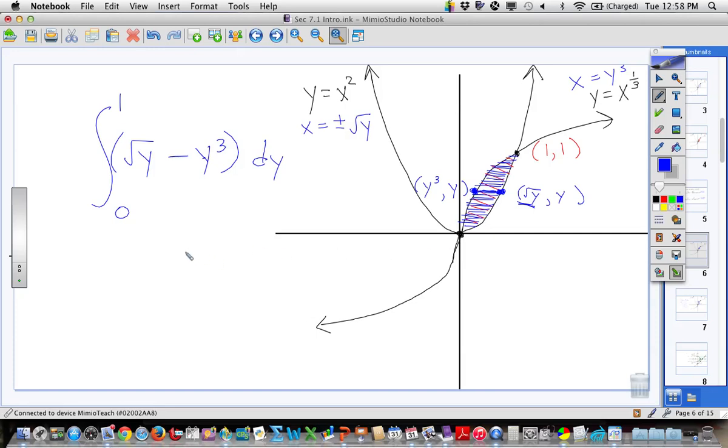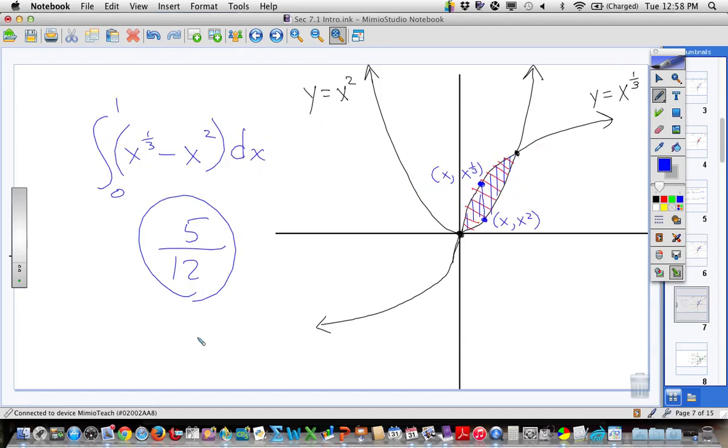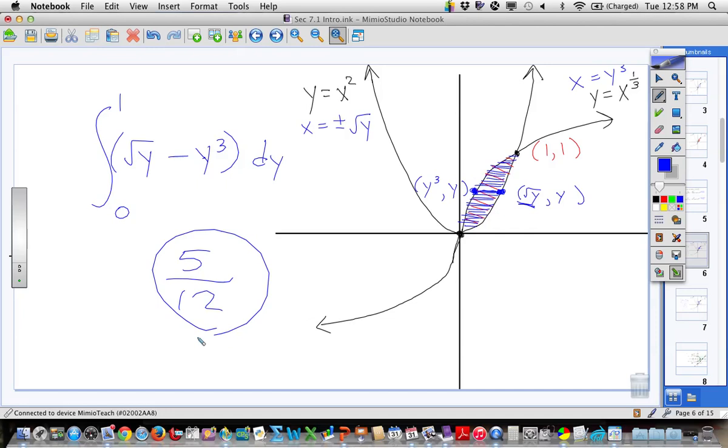We better get 5/12. Right? We better get 5/12. But it looks different. If you look at it, it is a different equation than what we had here. Okay? It's a different equation, but it gives us the same result. Okay? And it makes sense that it would.